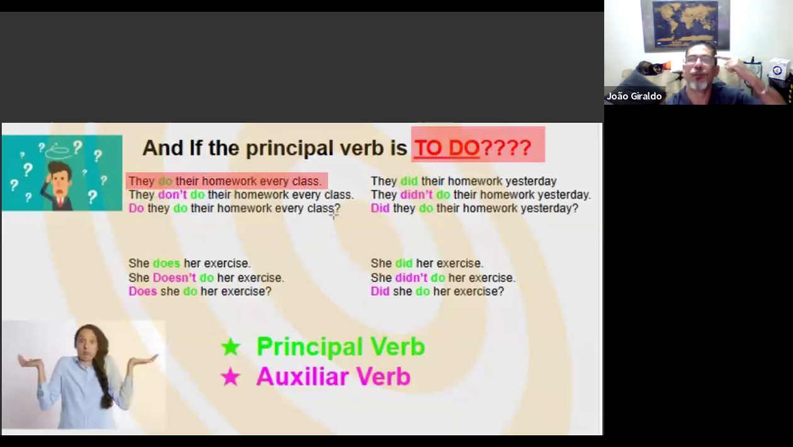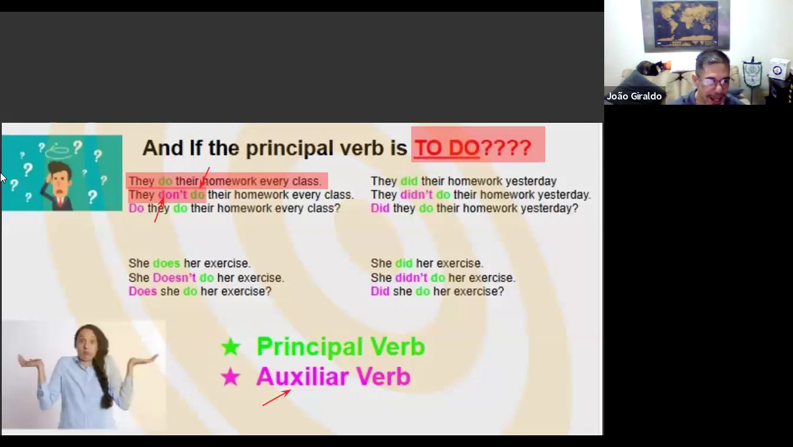To make the negative, remember, we studied lesson 4, lesson 5: they don't do their homework every class. And why, they don't do? This don't is the auxiliary verb in pink here. All the pinks are the auxiliary verb, and the green is the principal verb, the main verb. So all the greens are the principal verbs.